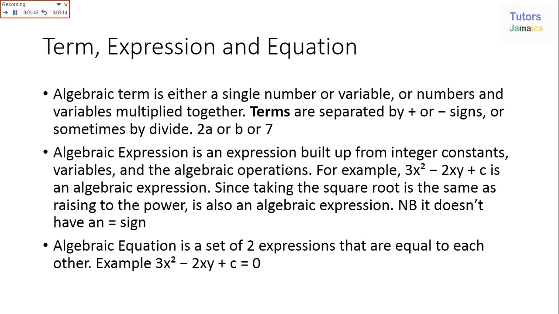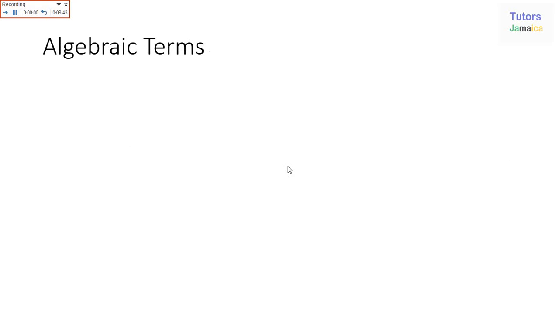While an algebraic equation is a set of two expressions that are equal to each other. For example, 3x squared minus 2xy plus c is equal to 0. So the fact that there's an equal sign in there means that one expression is equal to the other expression, and so that is what we call an equation.